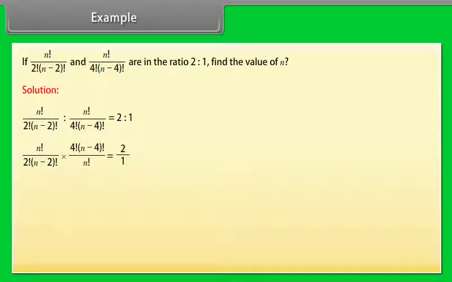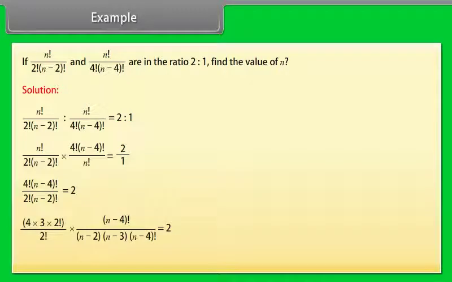It implies n!/(2!(n−2)!) multiplied by 4!(n−4)!/n! is equal to 2/1. So 4!(n−4)!/(2!(n−2)!) is equal to 2.